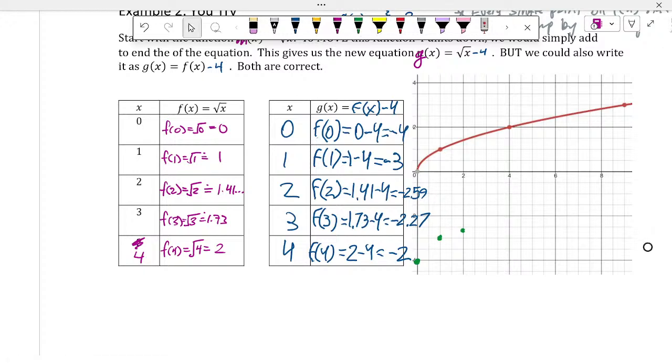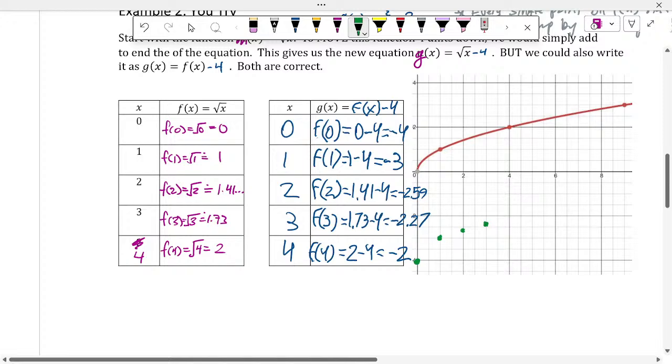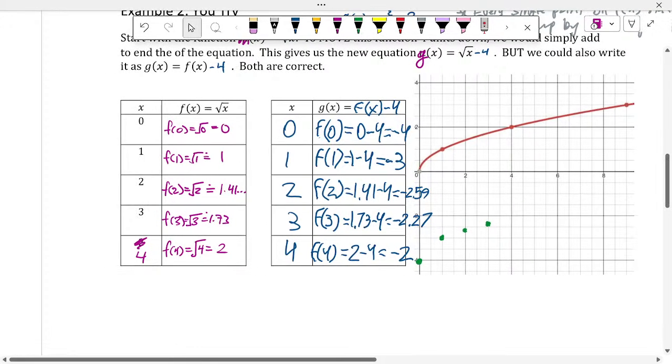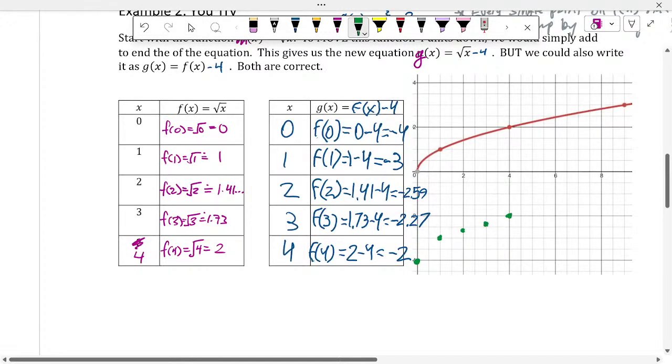-2.27 at 3 would be kind of halfway, yeah. And then this would be at -2. That's a much nicer number. Awesome. All right, hold on.